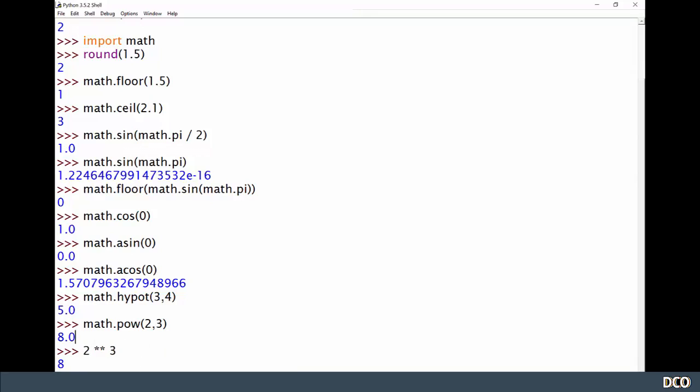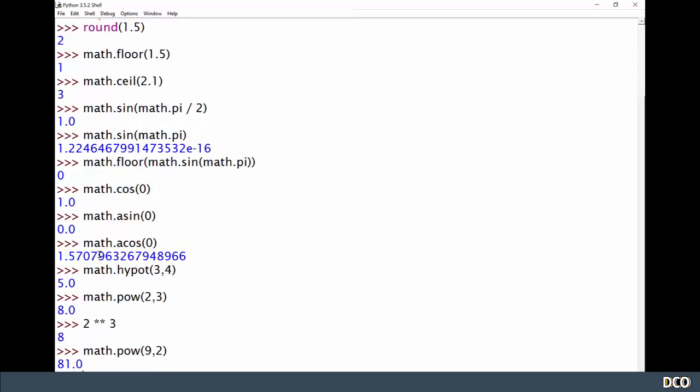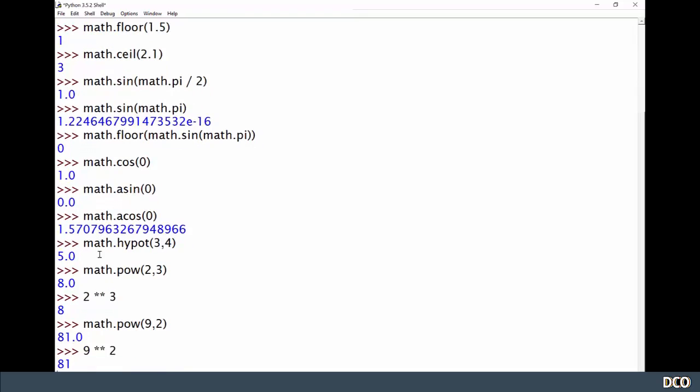So let's take another example. Let's say we wanted to find 9 squared. We could do math.pow of 9 to the power of 2. We're going to get 81.0, or we could do 9 star star 2. We get 81 as an integer.